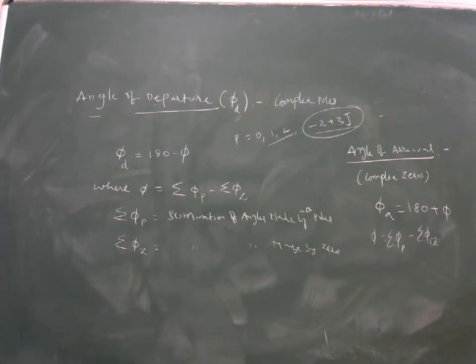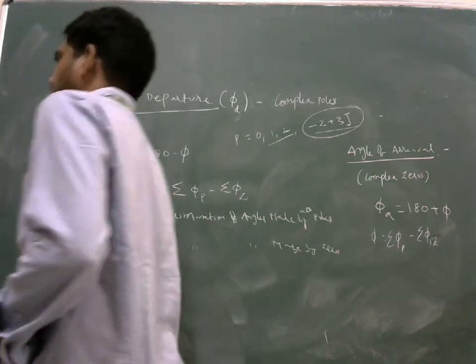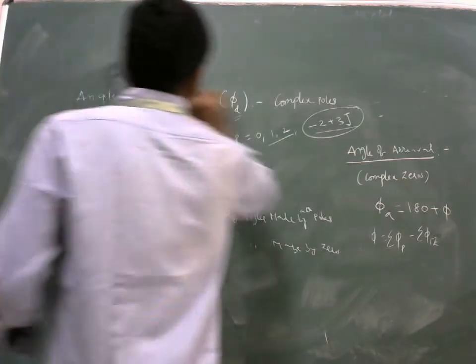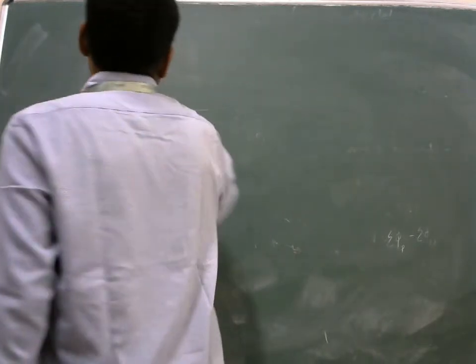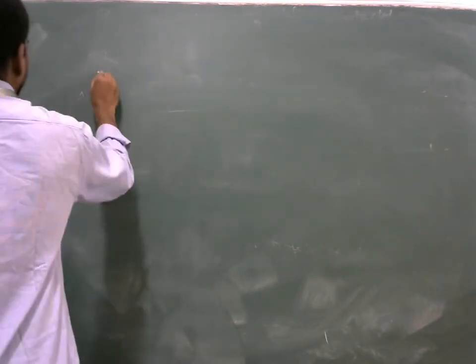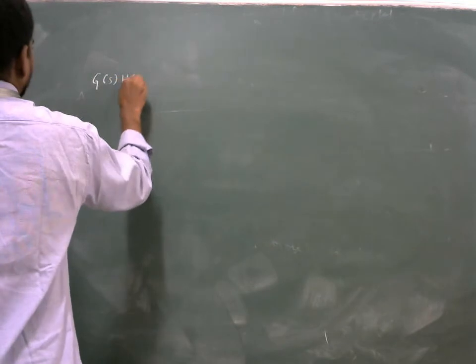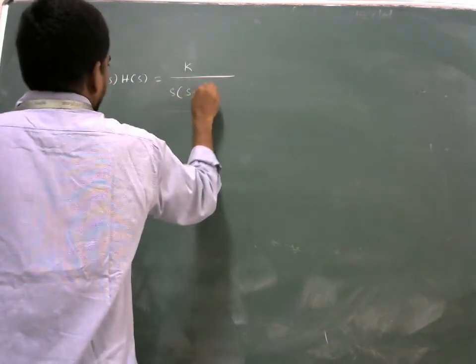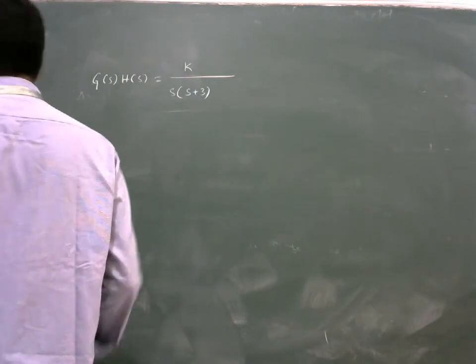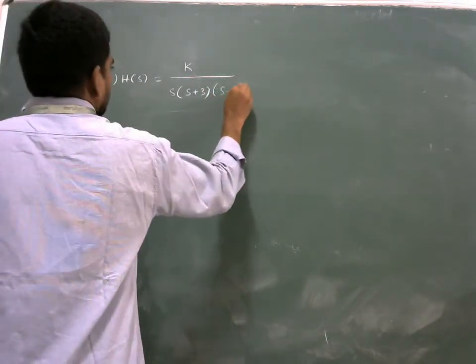Now we are dealing with one simple problem to find the root locus. How are we going to find the root locus for a given transfer function? Here the transfer function is given: G(s)H(s) is equal to K divided by s into (s plus 3) into (s plus 5).